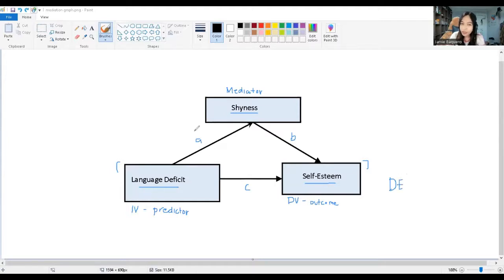While the indirect effect, it uses the mediator. So the effect that the predictor has on the outcome that can be explained through the mediator. So from the language deficit to shyness and shyness to self-esteem. So these two, going up and going down here, that's what you call the indirect effect.